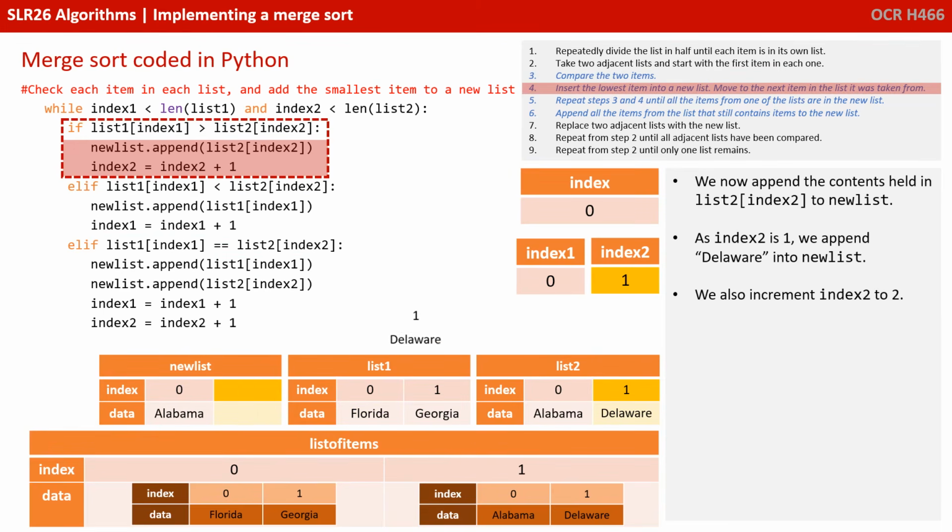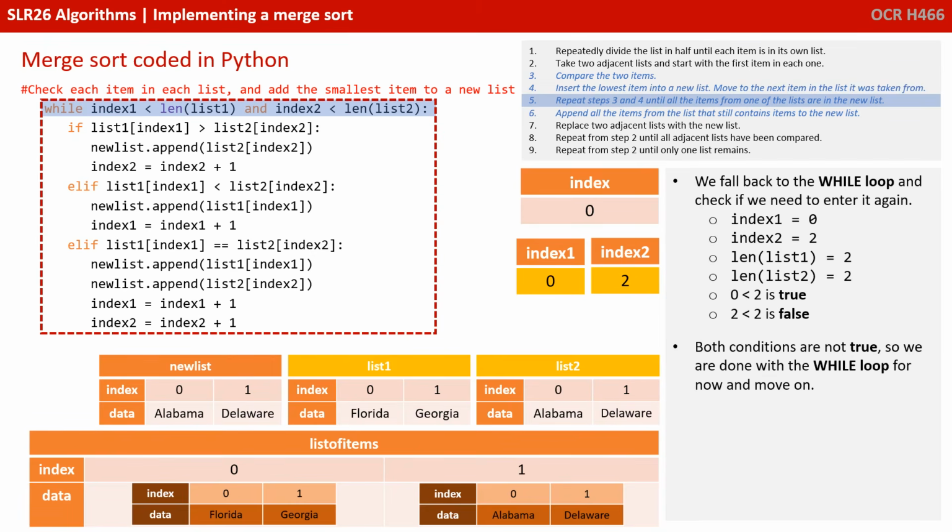We now append the contents held in list 2 index 2 into new list. Well, index 2 is now 1, so this time we append Delaware into new list. And again, we increment index 2 from 1 to 2. Checking if we need to enter the while loop another time, we now find we have a true and a false. So as both conditions are not true, we're done with the while loop for now.